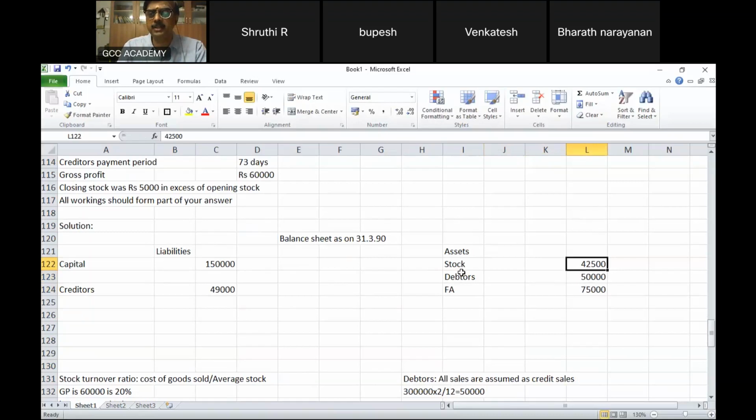So stock is found, debtors are found, fixed assets are found. Have they given any information on current assets? No. So we don't know anything else. Total this side first: 1,99,000. On this side also 1,99,000. Balancing figure is cash and bank, 31,500. Super. First class.